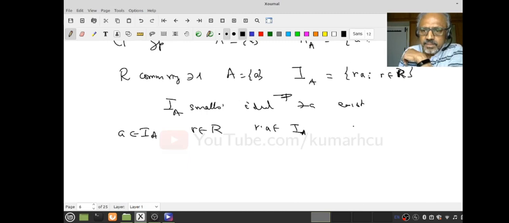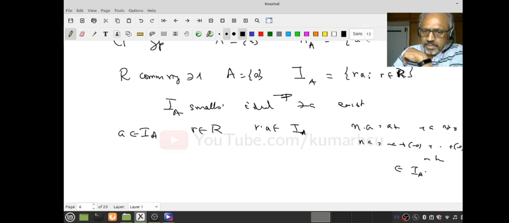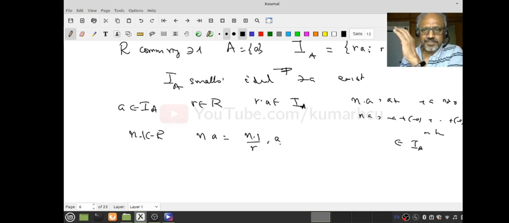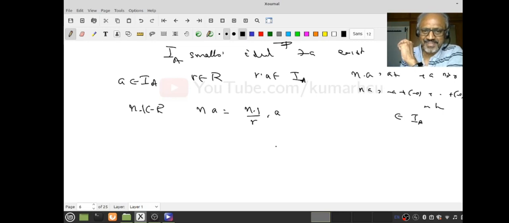And similarly, n times A, that is A plus A and so on, or if n is negative, minus A plus minus A plus minus A, n times. All of them must be in I_A, right? But what we know is that n times A, you can think of n as a ring element, namely n times 1. Therefore n times A is n times 1, a ring element, times A. These are the things algebra should have explained very well to you. I hope you know these things, right?